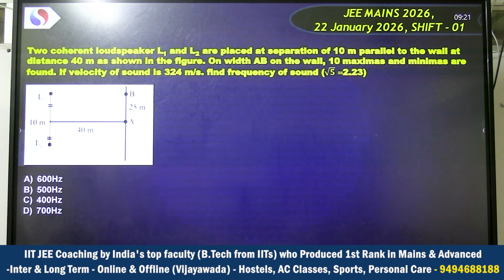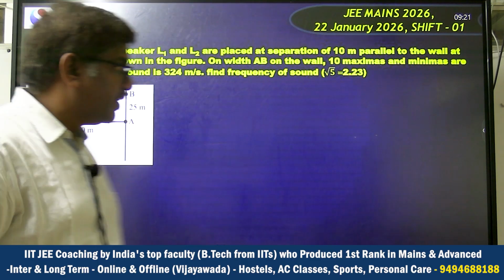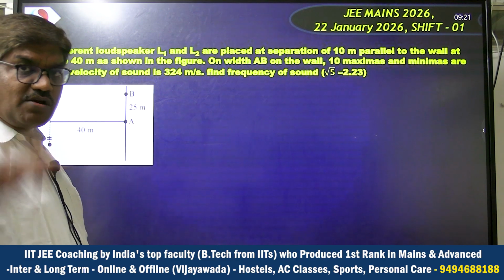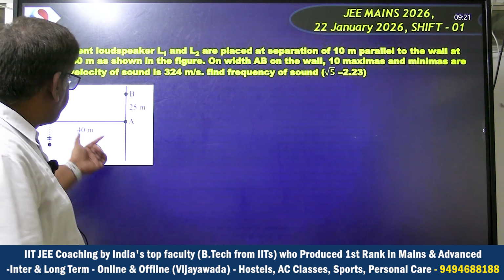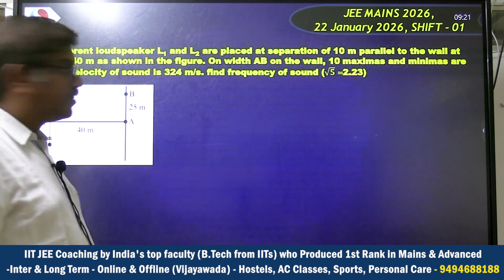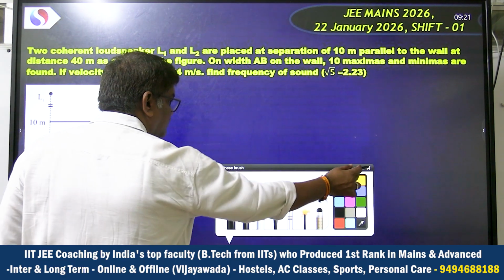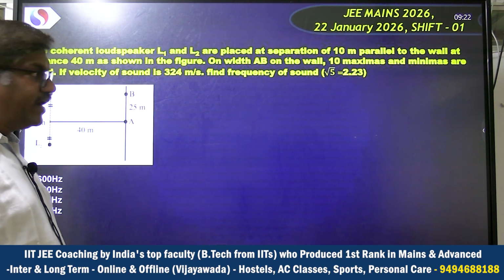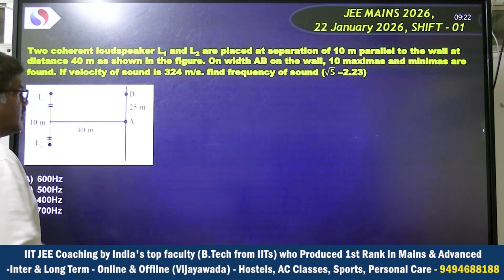Next one: two coherent loudspeakers L1 and L2 are separated by 10 meter. This is a question of YDSE, but in YDSE we have the setup in which this D is very, very large. So you cannot use the YDSE theory, like yd by D, because this distance is comparable to the distance between the slits or between the sources. That's why, to write down the path difference, don't use the direct expressions of YDSE, like yd by D. Here you have to find the path difference by the actual calculation of the distances.